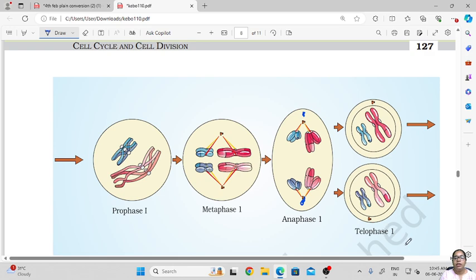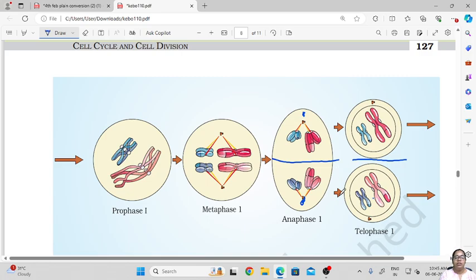And then in the telophase, cytokinesis will take place. As the chromosomes, that is the genetic material, are moving to the poles, the cell also starts separating. The cytoplasm of the cell also starts dividing, and then it forms two daughter cells. So from a single cell you get two daughter cells.